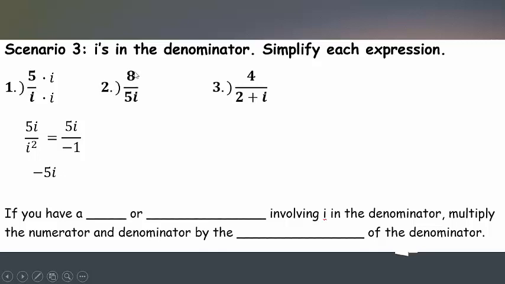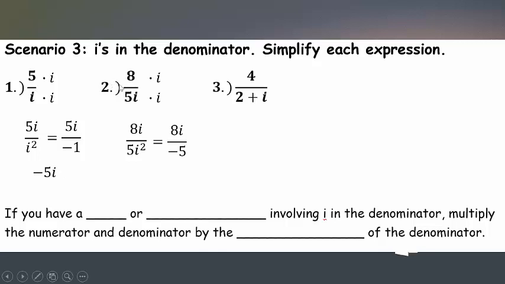Same idea with number 2. The 8 and the 5 are fine. There's nothing wrong with that presentation. It's the i that's the issue, so that's the i that we're going to correct. And we're going to use the same process as before. So up top we'll get 8i, and on the bottom we'll get 5i squared. Again, we're going to change i squared to negative 1, and then we can multiply negative 1 times 5 and get negative 5. So my answer would be 8i over negative 5. You could make it negative 8/5 i, however you want. You have to have a negative in the answer.